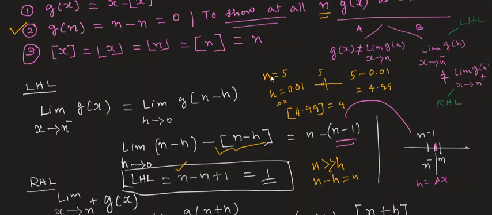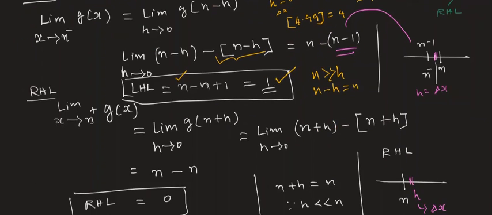That's why we have taken n, because we have to check all the integral points. So what is the previous point? n minus 1, it's obvious. So we have to consider this n minus 1 in this case. Do you understand how I get this n minus 1? Now n minus the floor of n minus h is n minus of n minus 1, that is n minus n plus 1. So n cancelled, so 1. So this is the LHL.